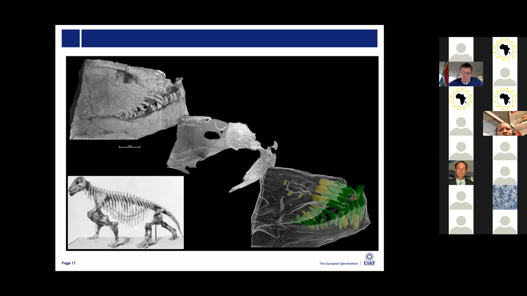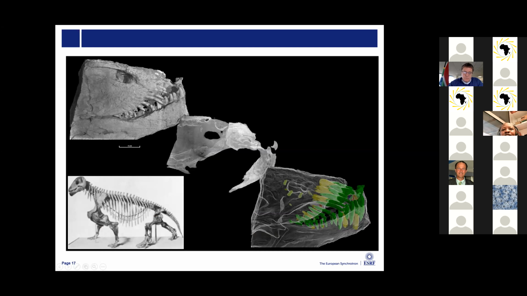Again, moving a little bit further, but still remaining with teeth. This is Moschops capensis. It belongs to a family called Dinocephalians. I think they existed over 200 million years ago. So this is a skull that was scanned at the ESRF again.